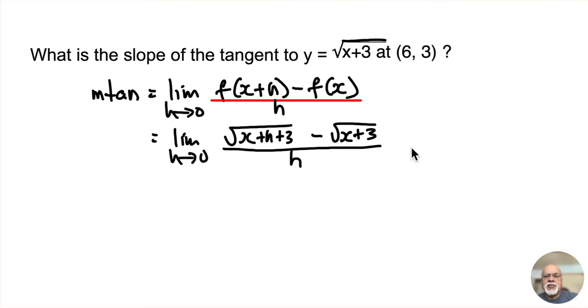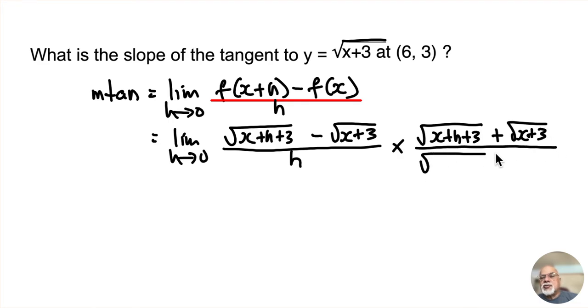And just to save time, I'm just going to multiply by the conjugate of the top, which is the square root of x plus h plus 3 plus the square root of x plus 3, all divided by the square root of x plus h plus 3 plus the square root of x plus 3. And that's just like multiplying by 1 because we've got something over itself. And so that's perfectly legal. We haven't changed the expression at all.